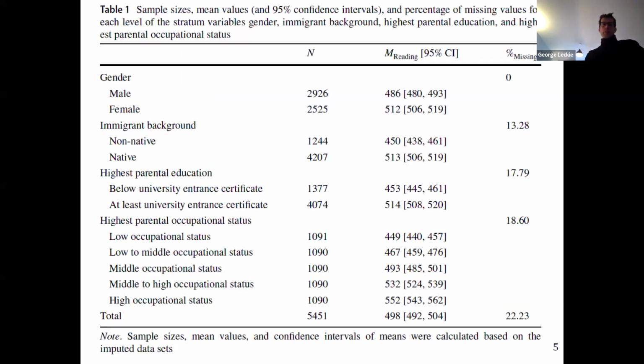Those are just some descriptive statistics, not really saying anything surprising. We see for reading at age 15, girls do better than boys, native students do better than immigrant, children of university-educated parents do better than those whose parents left education earlier, and there's an occupational gradient, whereby higher occupations have higher reading scores.